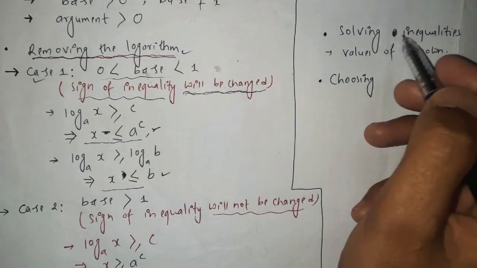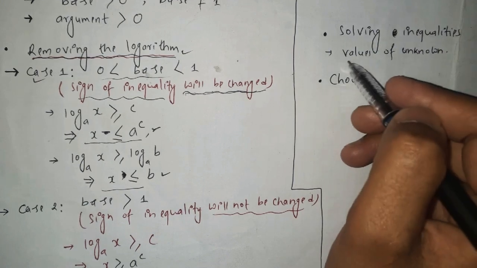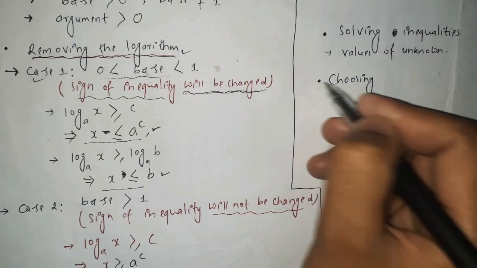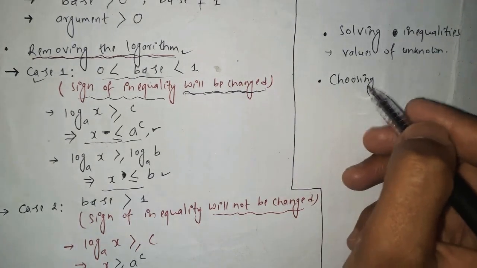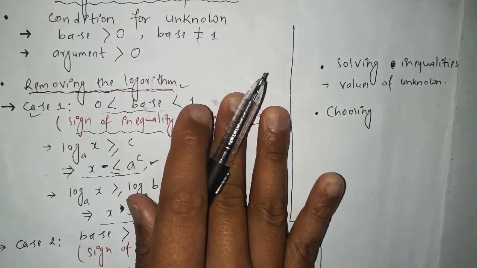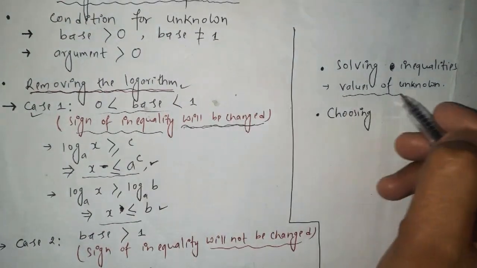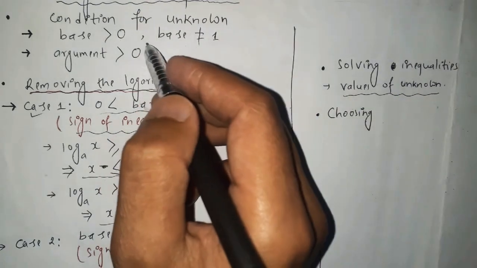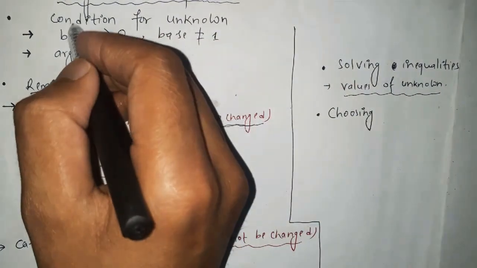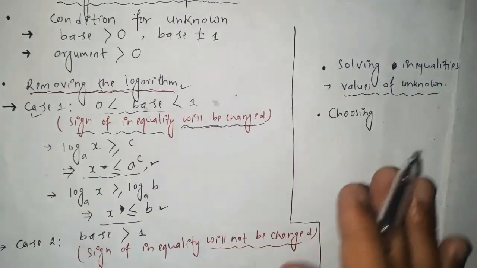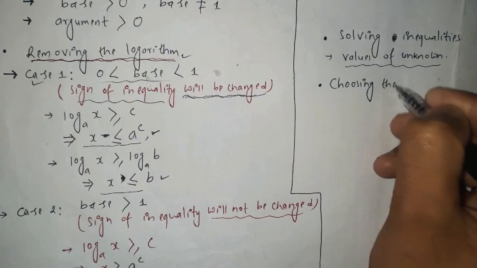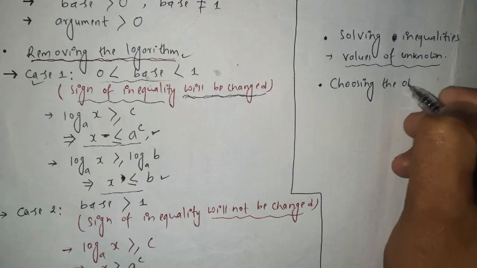After solving the inequalities, we will obtain the values of the unknown, and at the last step we have to choose the values according to the condition. All the values are not selected. We have to choose the values according to the conditions. The conditions should be satisfied while choosing the obtained values.